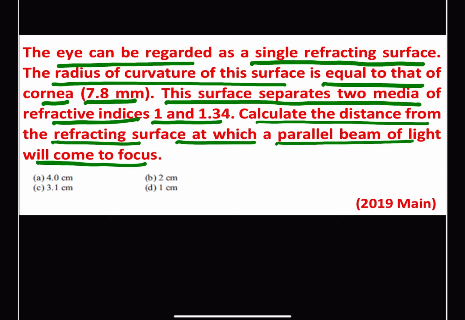So here basically we have different refractive indexes. So we can just use the formula, and it is separated by two different media. So we have two different media, refractive index 1 and 1.34, and the radius of curvature is given to us as 7.8 millimeter.